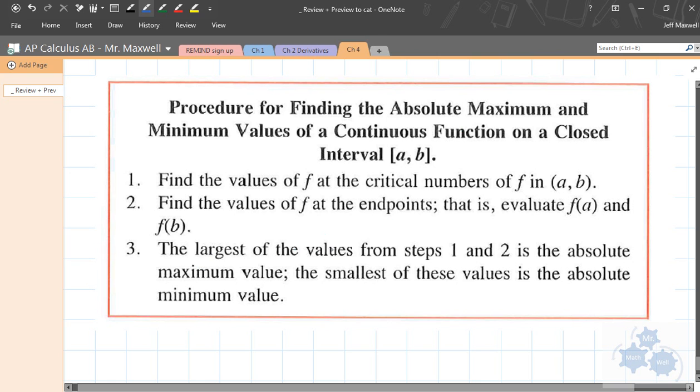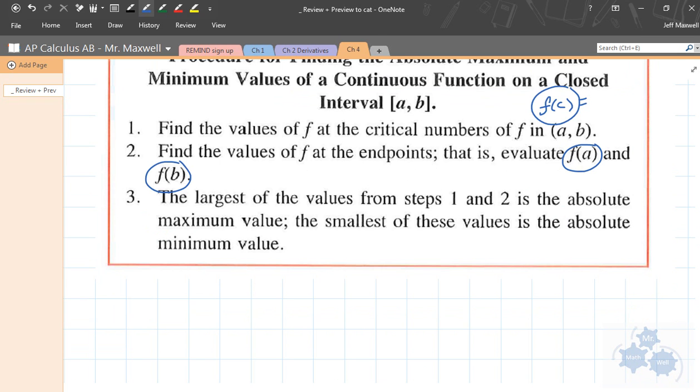When you compare those, the largest of the values that you found in step 1 and step 2 would be the absolute max, and the smallest would be the absolute min. So just going back here, I'm just going to make note of this. Find the critical numbers and then evaluate f of c, however many critical numbers there are. And then do f of a and f of b. And between all of these values, the largest one is the absolute max and the smallest is the absolute min.